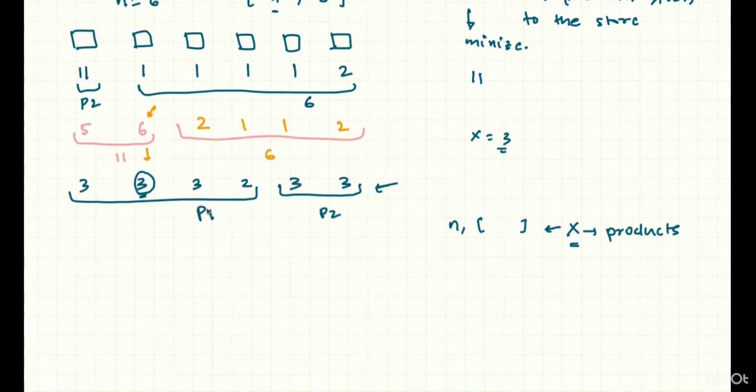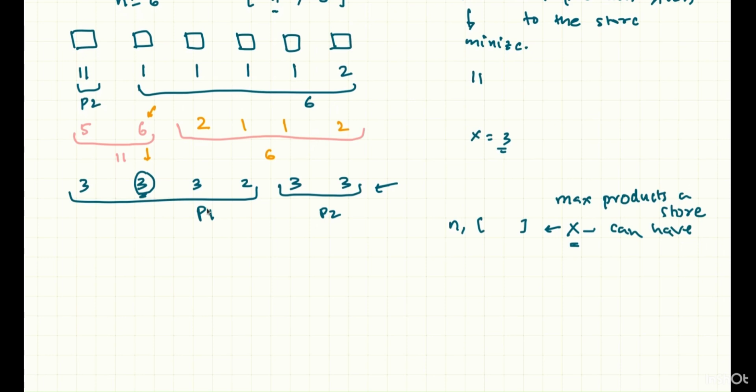So x is basically the maximum products a store can have. Let's say x is the maximum products a store can have, right? So a store can have fewer products than x, but it cannot have more products than x. That is what we are saying. I hope you got this particular point. x is the maximum products a store can have. It cannot have products greater than x.